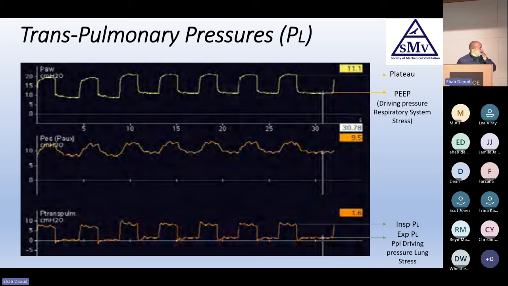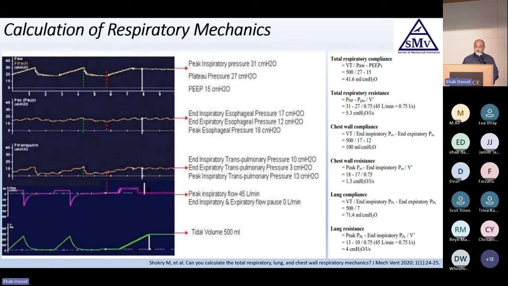This is an article from our journal, How Can Esophageal Balloon Help You? We always talk about respiratory mechanics, and compliance is volume over pressure, and we know how to do it. But again, are we interested in the chest wall compliance? Yes, I want to know my total respiratory compliance, which is based on lung compliance and chest wall compliance. So I want to know each one is different. So by having an esophageal balloon, you're able to measure not only compliance but resistance. So I'm just going to give you an example. Don't go through the calculation here.